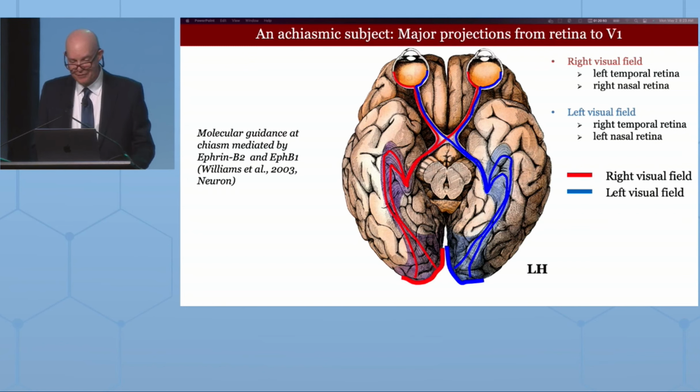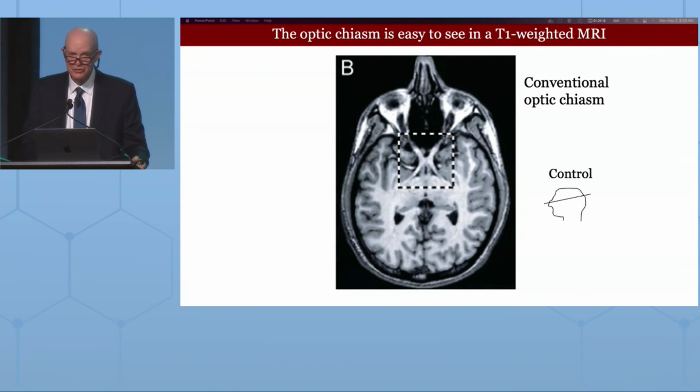Most of you know that the optic nerve, as it projects into the brain, the nasal portion of the retina that comes out of the optic nerve crosses to the other hemisphere. So the temporal part stays on the same side, the nasal part crosses, and we get the usual hemifield representation in primary visual cortex. And you can see the crossing in magnetic resonance imaging quite easily.